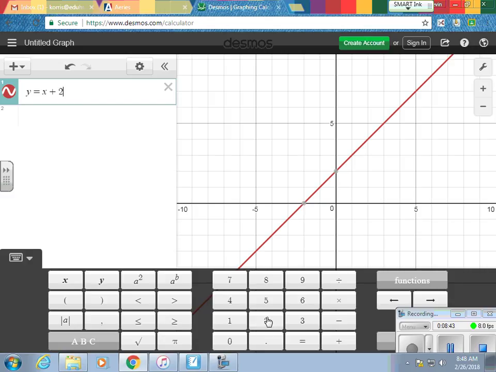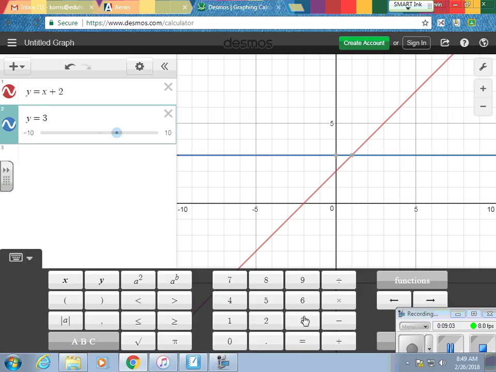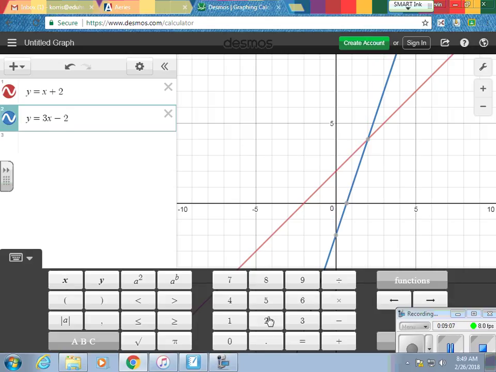Okay, so how many lines do we have in the system? We have 2 right now, right? To type the other one in, you just click right below where the equation you typed in was, and it'll open up a new box. Then type in the other equation, y equals 3x minus 2. And it graphs the other one.